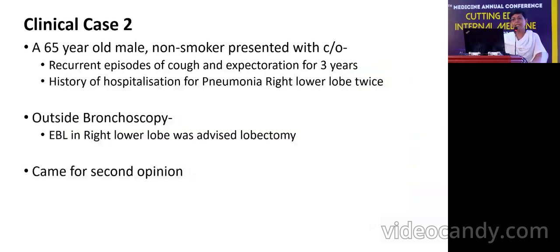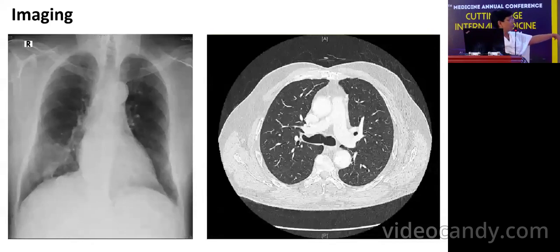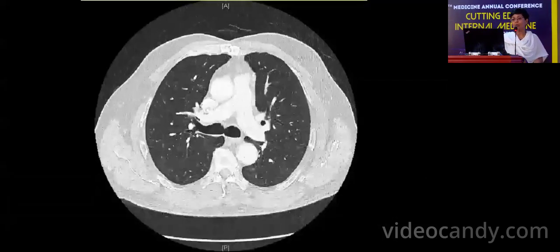Let's look at another case, a 65-year-old male, non-smoker, having recurrent episodes of cough and expectoration for 3 years, with a history of hospitalization for pneumonia of the right lower lobe twice in the last 1 year. In his second admission, a wise gentleman did a bronchoscopy. A pulmonologist was called in. An endobronchial lesion was seen in the right lower lobe. They felt it was involving the lower lobe significantly, so it should be taken as a lobectomy. So they came to CMC for a second opinion. This is the X-ray. You could see there is some opacity in the right lower zone. Let me run through the CT scan.